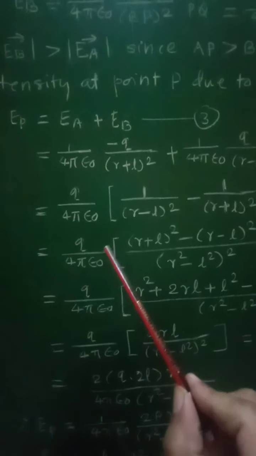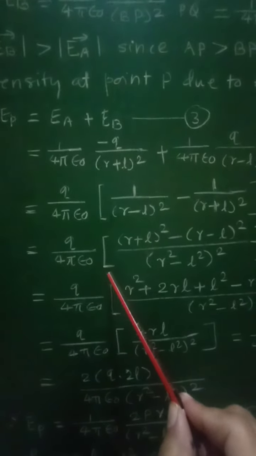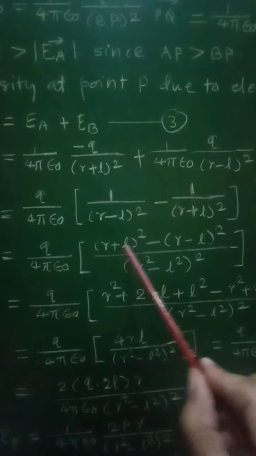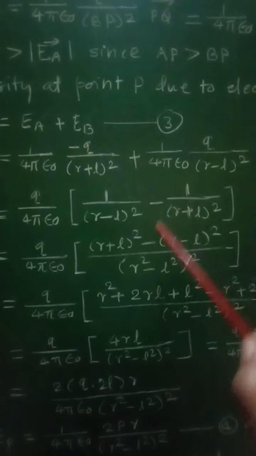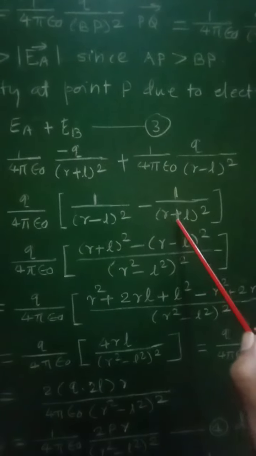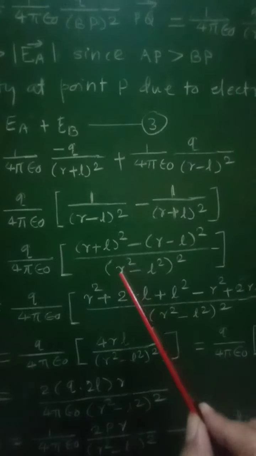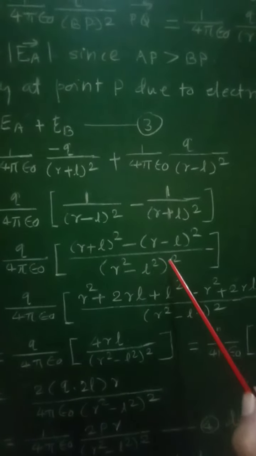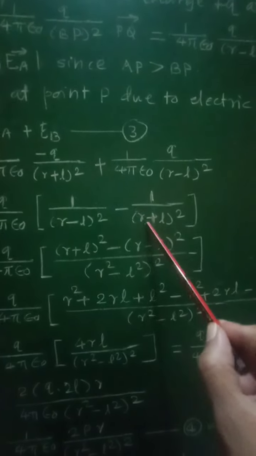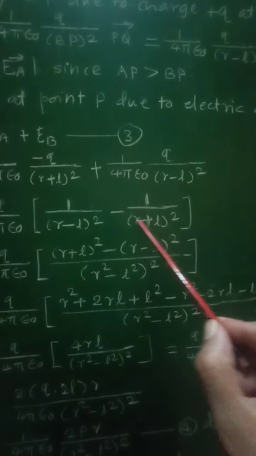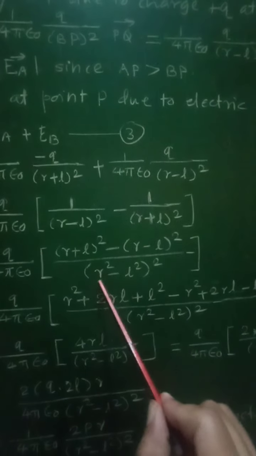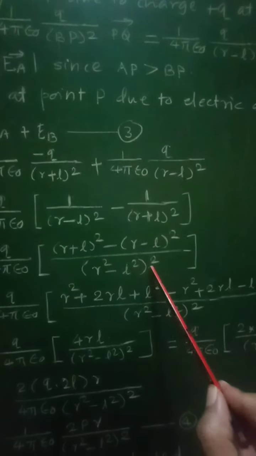Then that will be equal to Q upon 4 pi epsilon 0 into, taking cross multiplication, (R plus L) square minus (R minus L) square divided by the product of these two, which will be (R square minus L square) whole square, because this is similar to the expansion A square minus B square, equal to (A plus B) and (A minus B), and its square is there. Therefore it will be (R square minus L square) whole square.